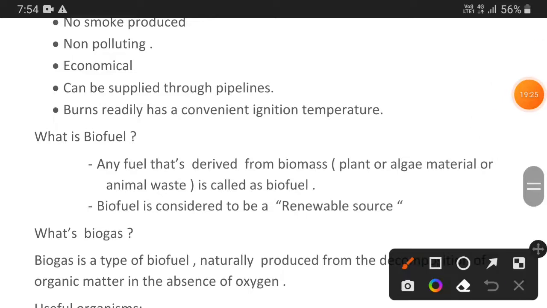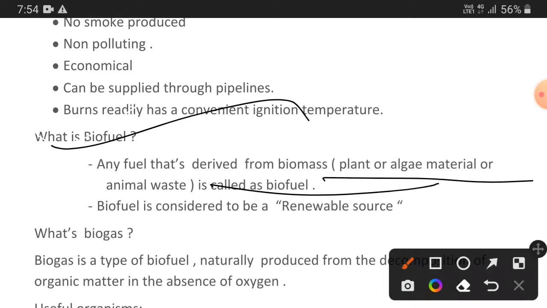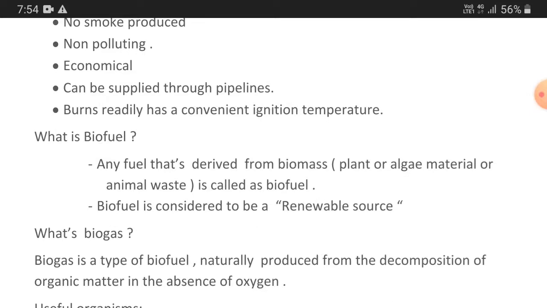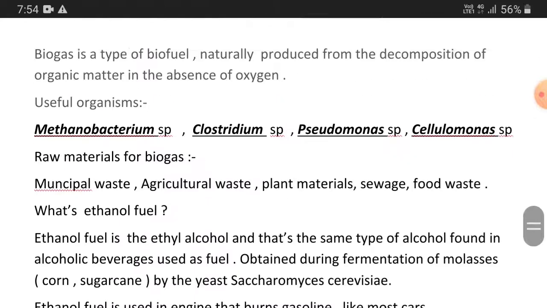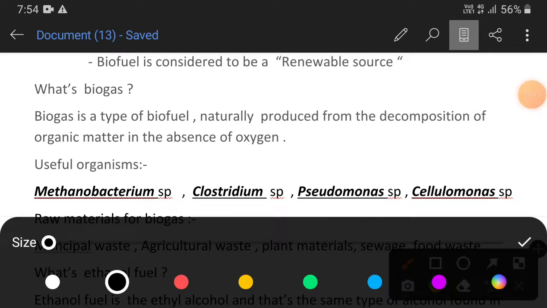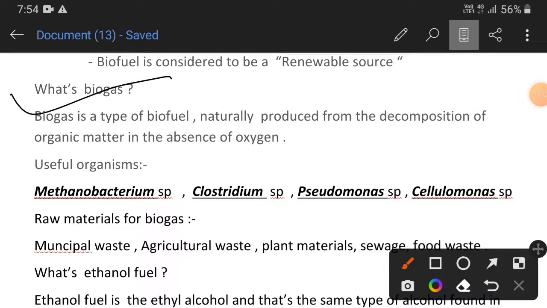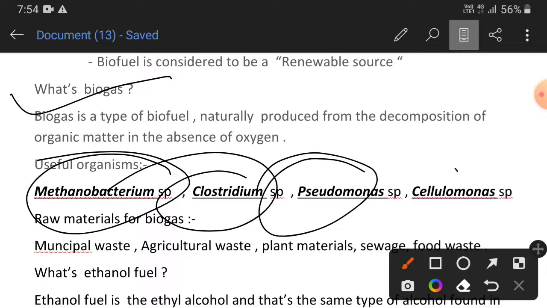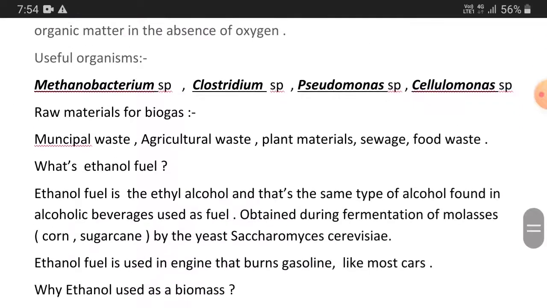So now let's discuss some basic definitions. Biofuel, I have already discussed that any fuel that is derived from biomass should be called biofuel. Biofuel is considered to be a renewable source. Biogas is a type of biofuel naturally derived from decomposition of organic material in the absence of oxygen. So useful organisms are Methanobacterium, Clostridium, Pseudomonas and Cellulomonas.